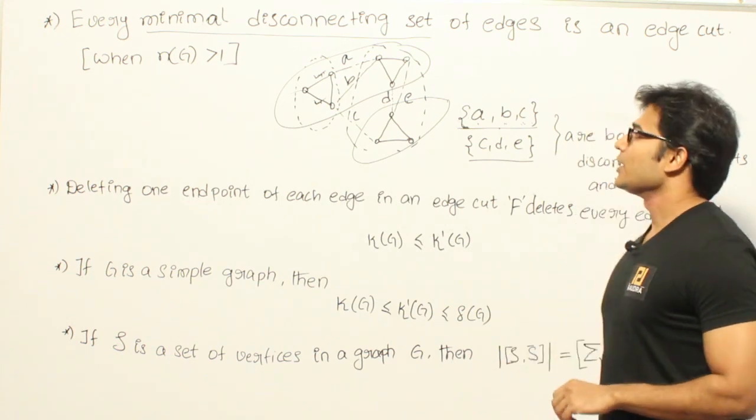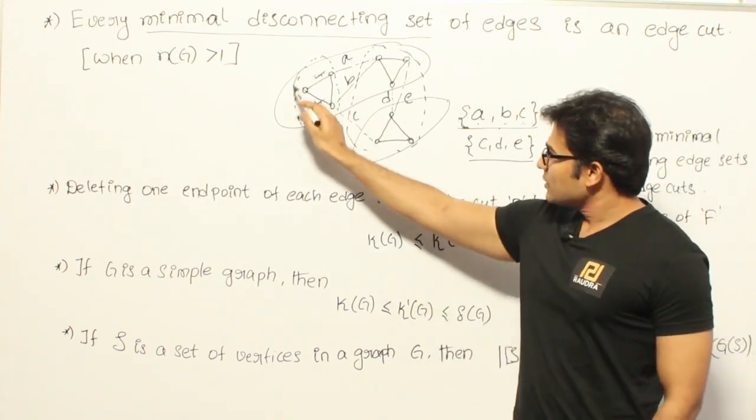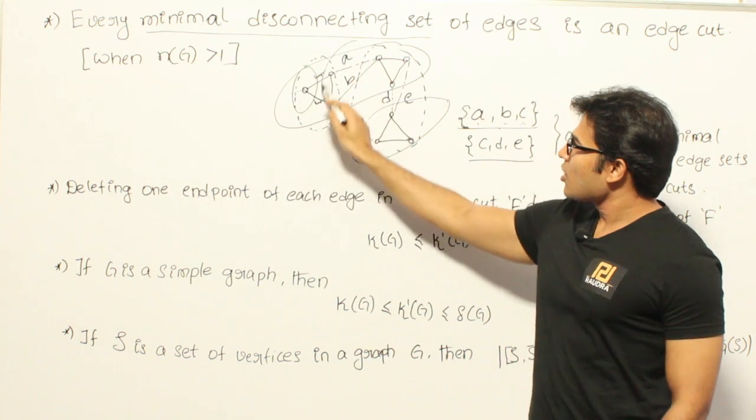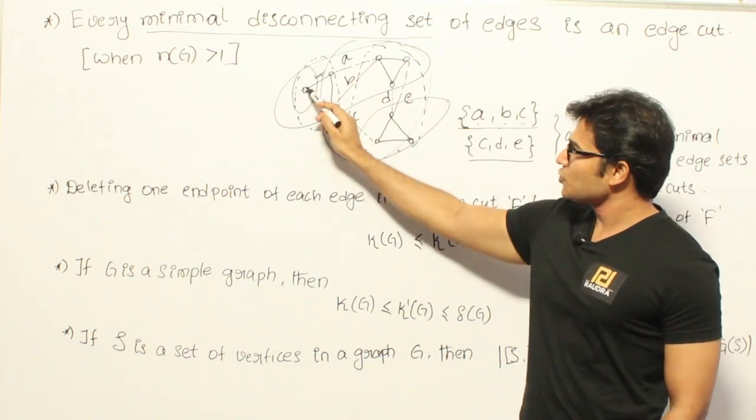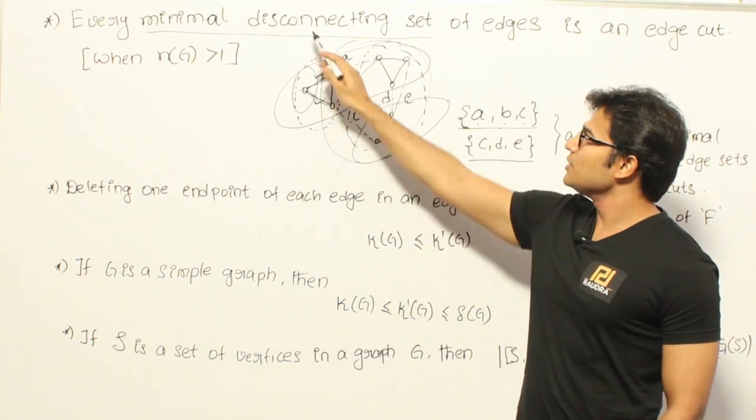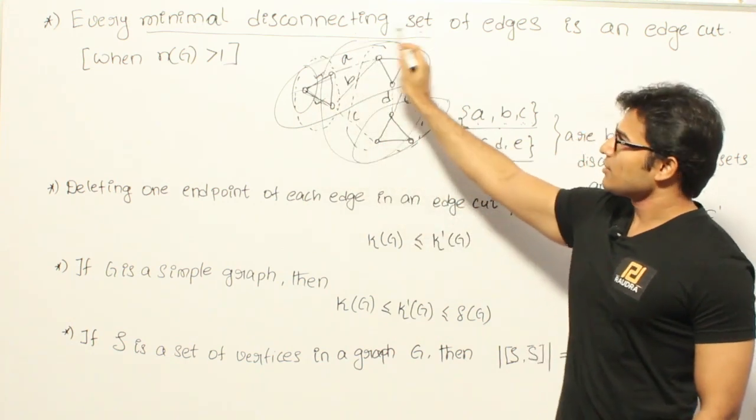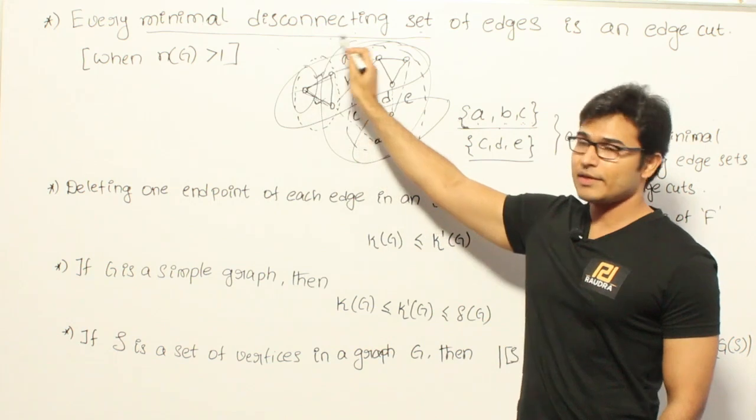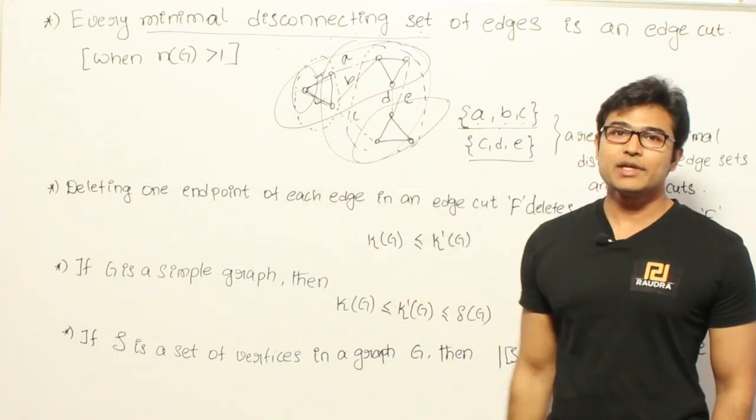Got it? Okay. Now you can put this one in one set and you can put all the remaining in the other set, and you can show that these 2 edges, which were actually the minimum disconnecting set, which means they are also a minimal disconnecting set, is now going to be an edge cut.